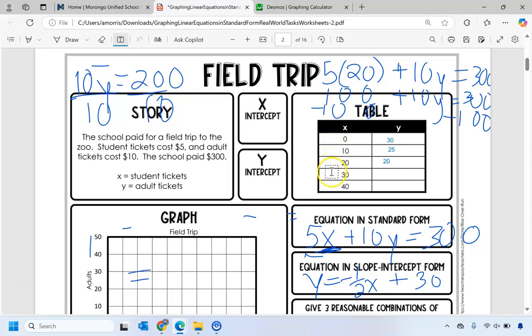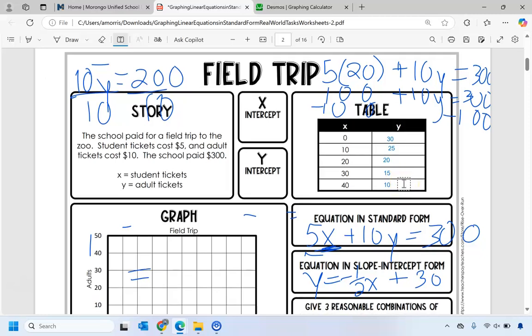All right, and so we should notice some consistency here. This is going up by 10, by 10, by 10, by 10, so this is going to be changing at the same rate. So this is going to be 15, and then this is going to be 10. So let's talk about what this means. For your field trip, you have 0 students going, 30 adults can go. Remember, the X is the students, the Y is the adults. If you have 10 students go, then 25 adults can go. If you have 20 students go, then 20 adults can go. If you have 30 students go, 15 adults can go. If you have 40 students go, 10 adults can go.